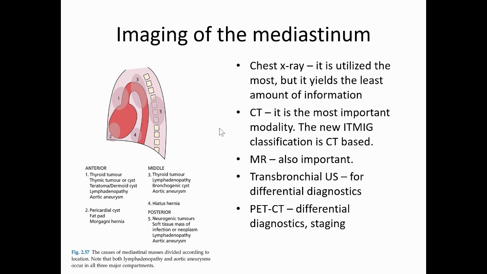Chest X-ray is utilized the most to assess for diseases of the mediastinum. However, due to the nature of the chest X-ray, due to the fact that a lot of things are overlapping and some lesions hide beyond normal structures, it's no wonder that it yields the least amount of information. CT and MR are the best in this sense. And of course, transbronchial ultrasonography or PET-CT may also be helpful for us.